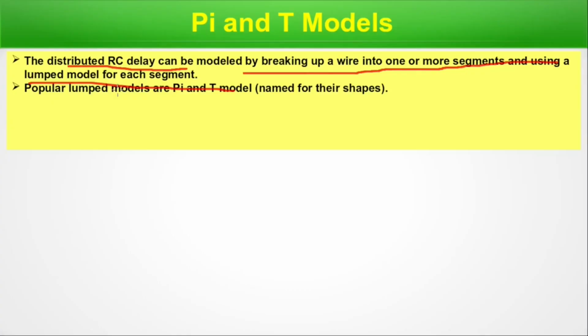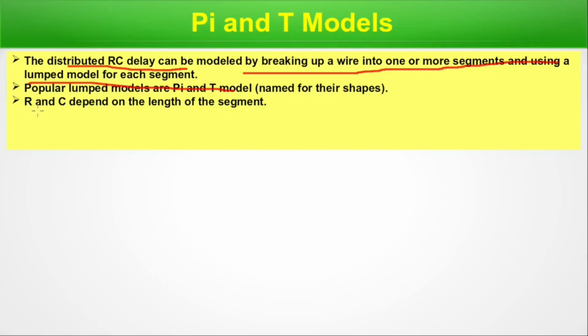R and C depend on the length of the segment. We are breaking the wire into smaller segments, and for each segment we are applying that lumped RC. So resistance and capacitance of that segment is lumped into a single R and single C, and then it becomes a network of series R and C. So the value of R and C depends on the length of the segment. The more segments, the more values keep on adding.